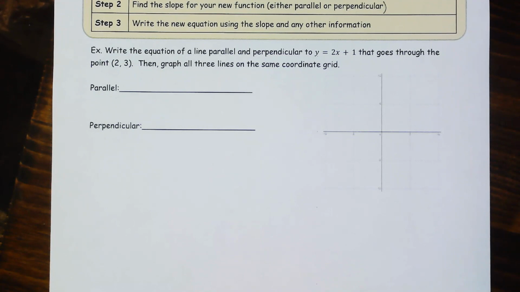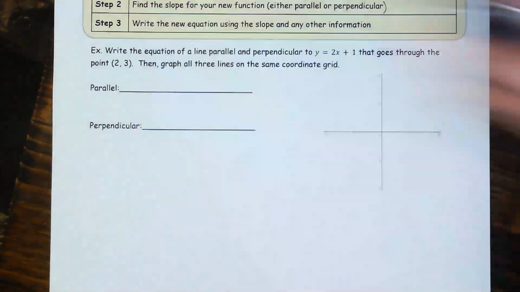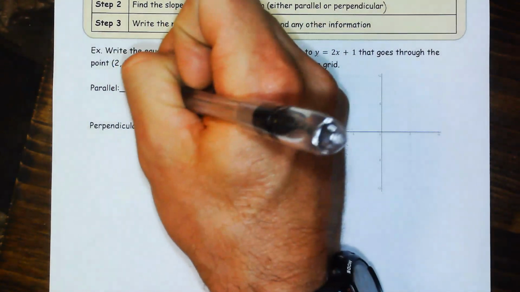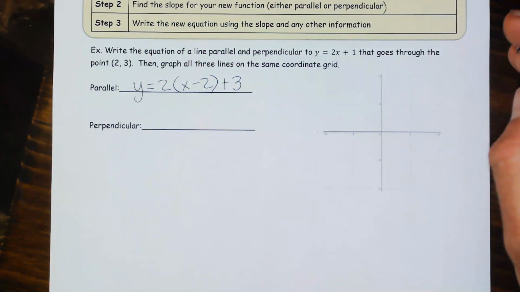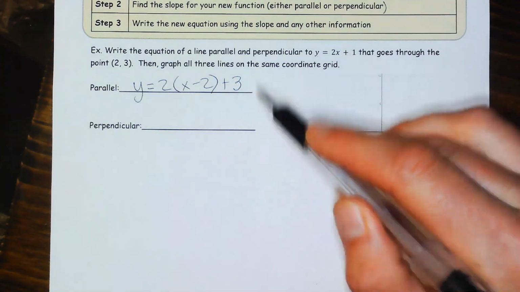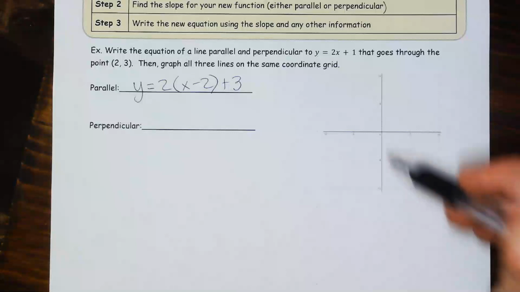So y equals 2x plus 1, that's my initial slope, 2. So my parallel slope is going to be the same. Because I have a slope and a point, I'm going to use point slope form. So y equals 2 times the quantity of x minus 2, plus 3. That'll give me my equation in point slope form. Again, I have the y coordinate on the right, which is fine. That way y is isolated.